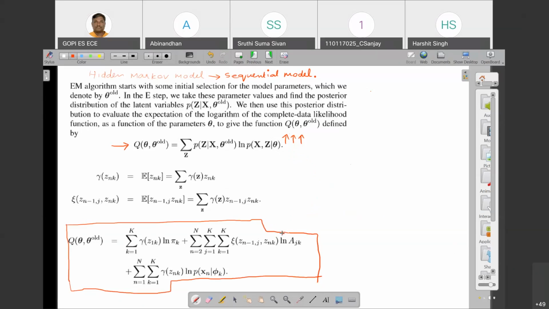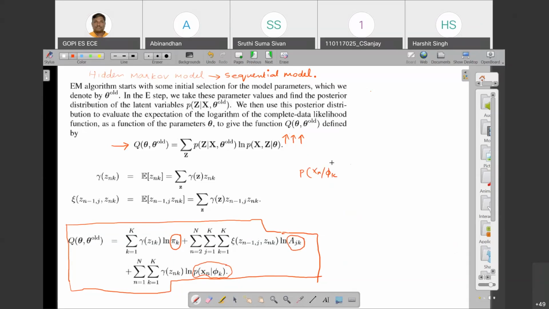So what are the things? We have the prior, the probability of the first one, X1, getting generated in which state. That is pi k here. And we have a transition probability here, AJK, and this is the actual generating probability, Xn getting generated with the kth state, phi of Xn given phi k.